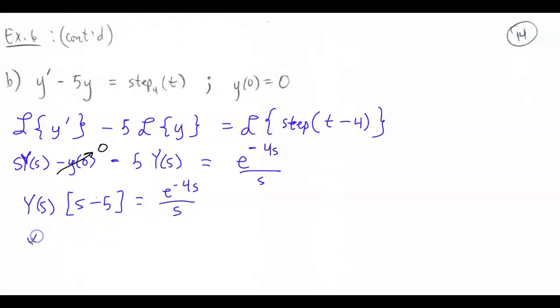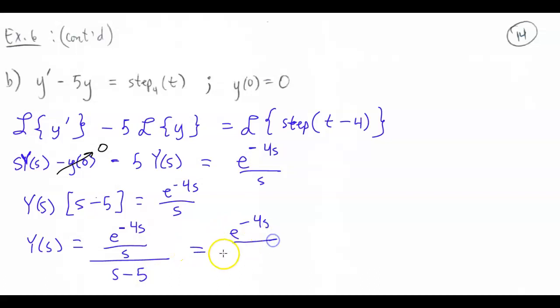And then of course from here, our Y of s will just end up being e raised to the 4s divided by s, all that divided by s minus 5, which is just e raised to the 4s divided by s times s minus 5. And this would be our Laplace transform for whatever the solution to this particular equation would be.